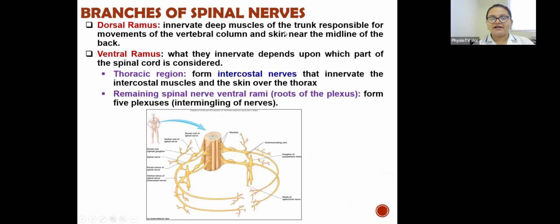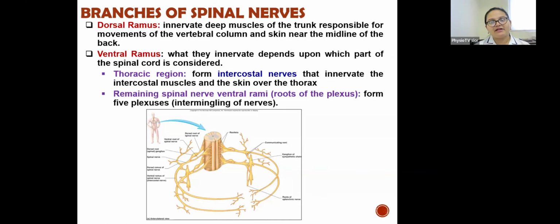Dorsal ramus, it innervates deep muscle of the trunk responsible for movements of the vertebral column and skin near the midline of the back. Whereas the ventral ramus, what they innervate depends upon which part of the spinal cord is considered. So if in the thoracic region, the ventral ramus forms the intercostal nerves that innervate the intercostal muscles and the skin over the thorax.